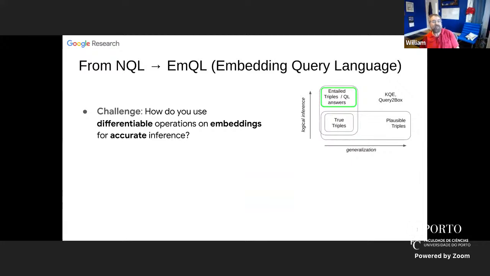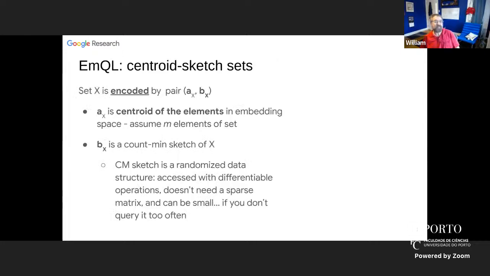So the question is, how do you use these differentiable operations on embeddings and still get accurate inference? Because I still think it was important to be faithful to the underlying logic. So this is what we came up with. Every set is going to be encoded by a pair of things. One of them is the centroid of the elements in embedding space. So this is a geometric thing in continuous space.